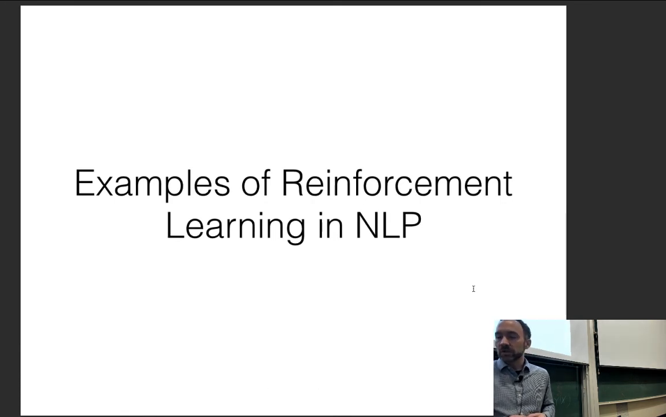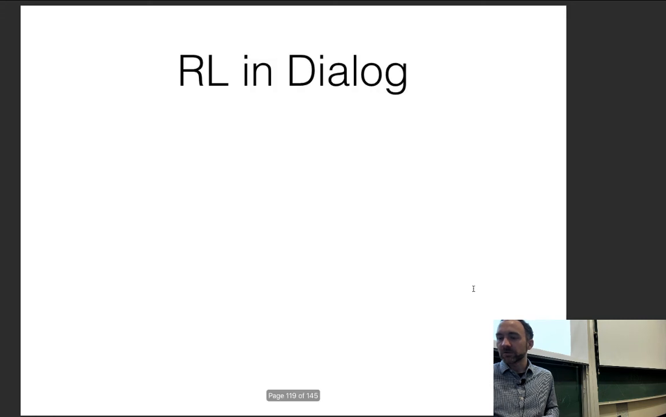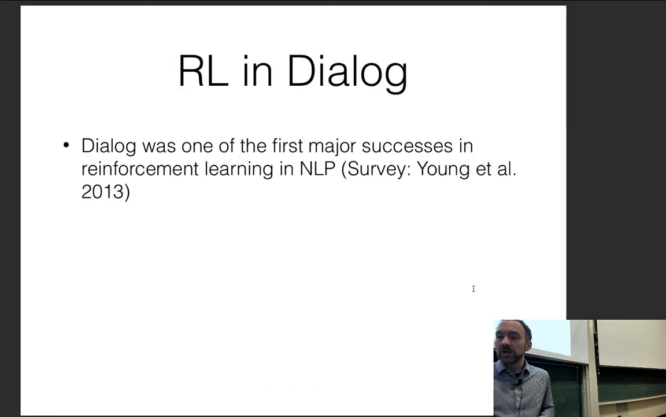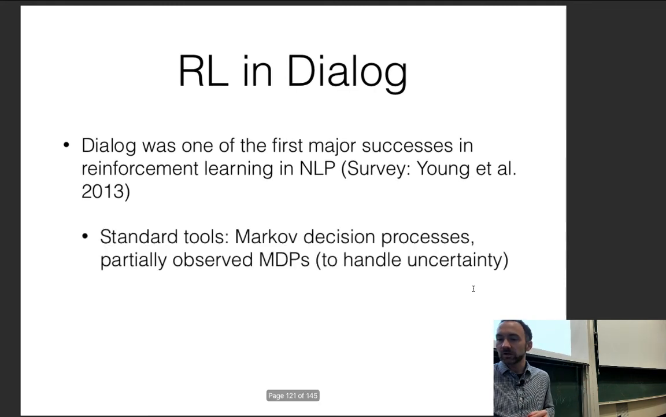So finally, very quickly, a few examples of reinforcement learning in NLP. Dialogue was one of the first major successes in reinforcement learning. There's a very nice survey by Young et al. 2013 explaining all of the ways they've applied it to dialogue. They used Markov decision processes, which I didn't really talk about a whole lot here. But they also had partially observed Markov decision processes, which are ways to reason under uncertainty in your underlying outputs.